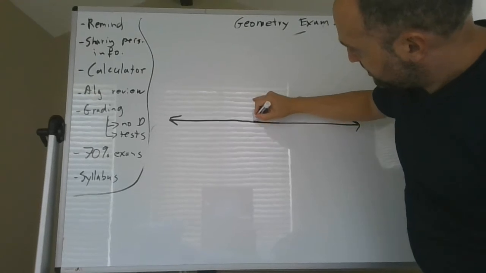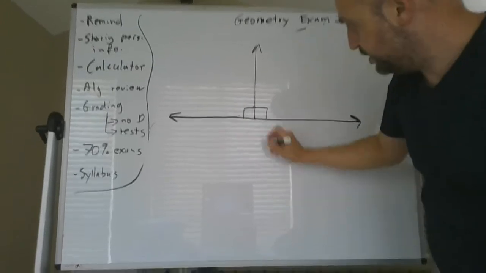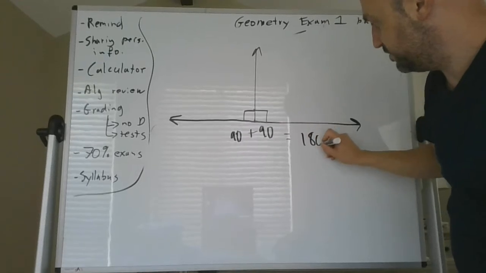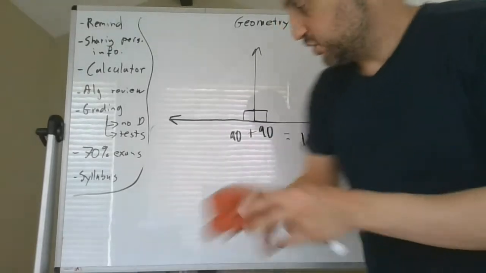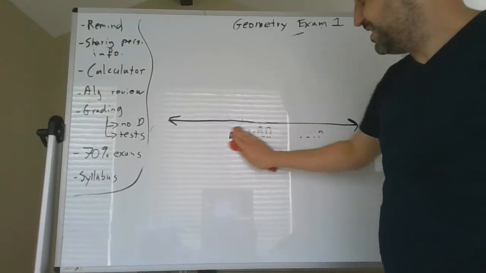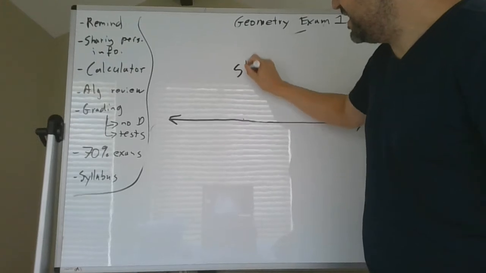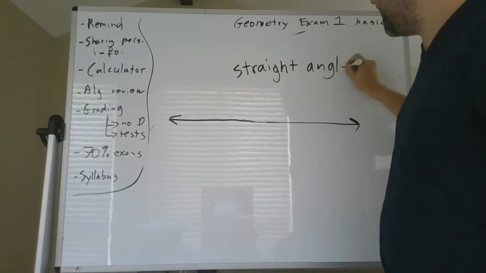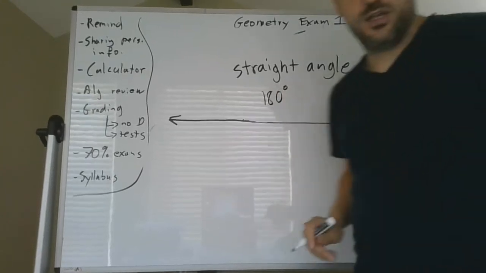I want you to think of it like this. Imagine having a 90 with another 90 right next to it. 90 plus 90 equals 180 degrees. So what we're left with here is a straight line. So whenever you have a straight line, that is 180 degrees. And guess what the name for a straight line is for an angle like that? You guessed it. It is called a straight angle. A straight angle is basically a straight line, and a straight line is 180 degrees.